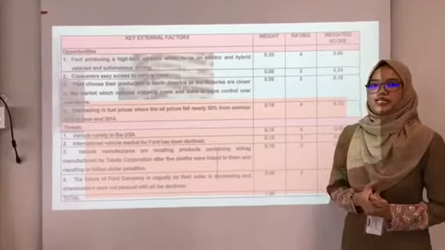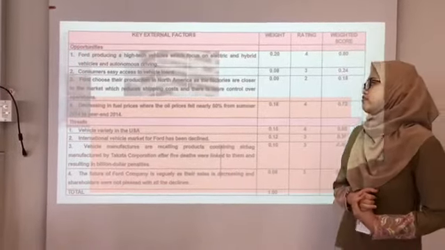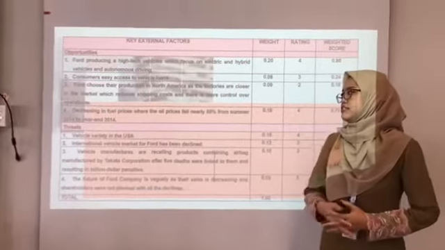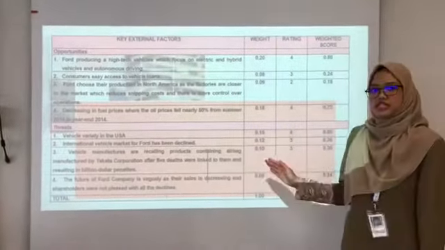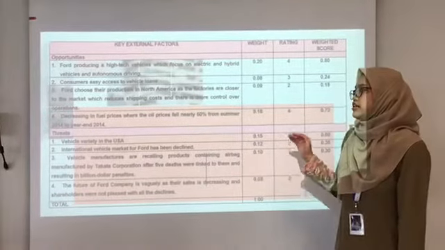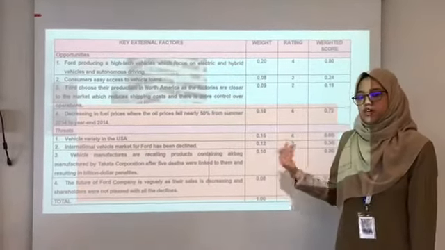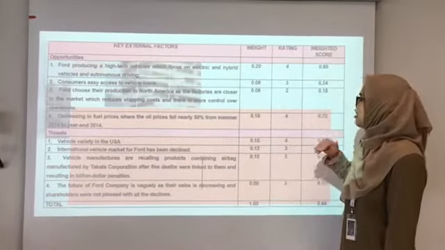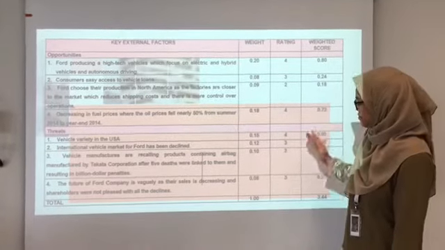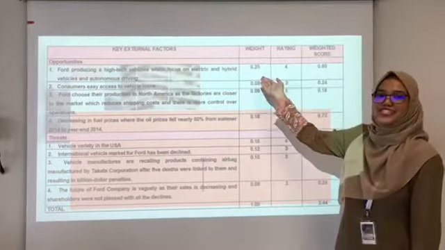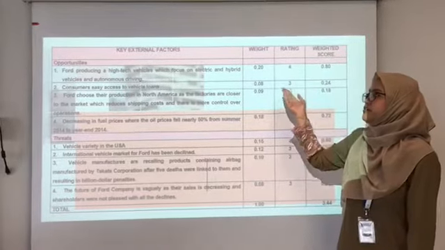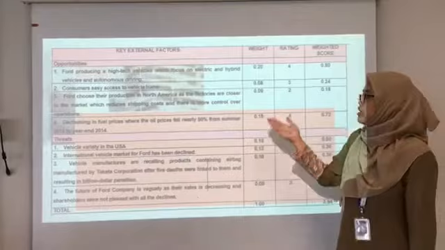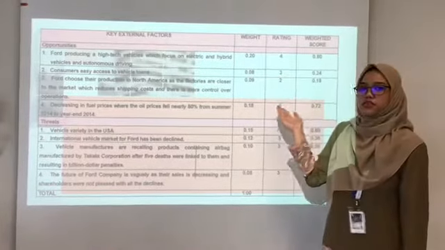where the oil prices fell nearly 50% from summer 2014. Here are the 4 threats for Ford Motor Company. Based on the EFE table, we can see that the most successful factor in Ford Motor Company is Ford producing high-tech vehicles which focus on electric and hybrid vehicles and autonomous driving, indicated by the weight of 0.20.